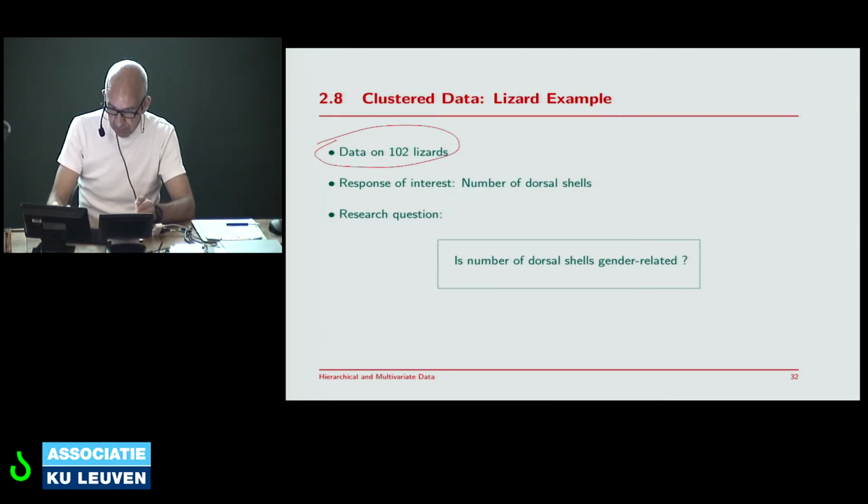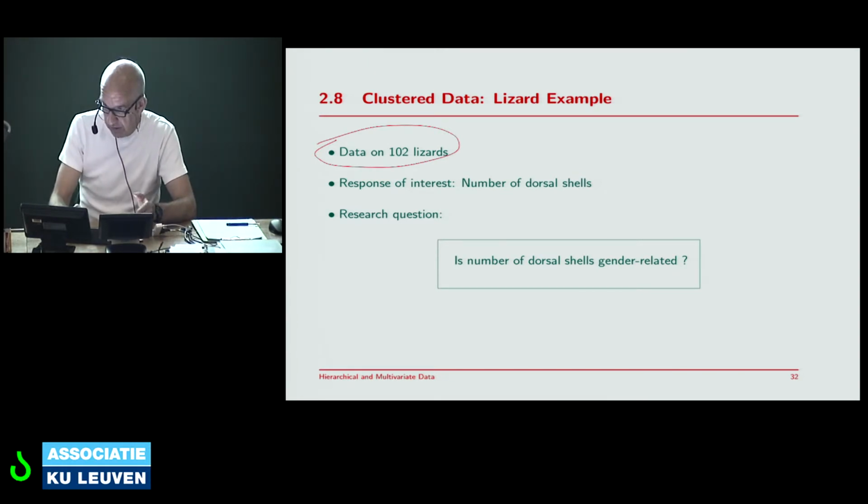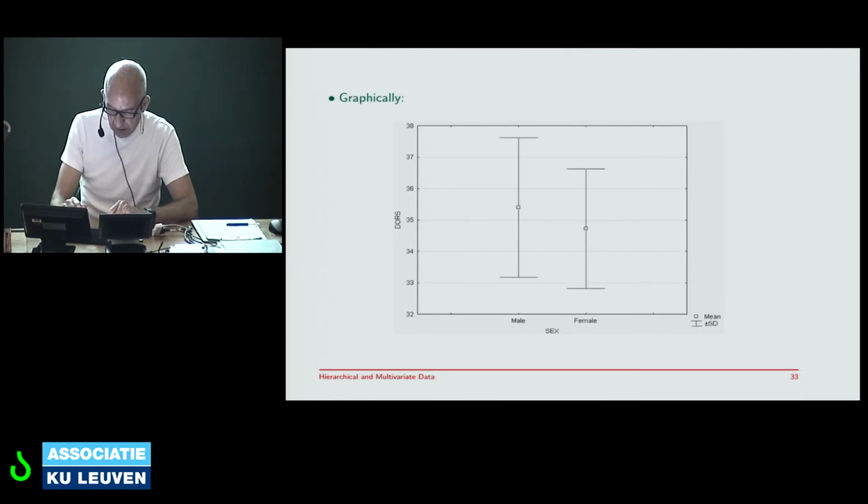As such, if we count the number of shells, and we have two groups, males and females, we could think, oh, that is a two-sample problem. Maybe we can solve it with a t-test if we consider the dorsal shells as continuous. Or if you insist on their count nature, we can do a count regression, a Poisson regression. The thing is that there is a certain amount of clustering, and I will come to that in a minute.